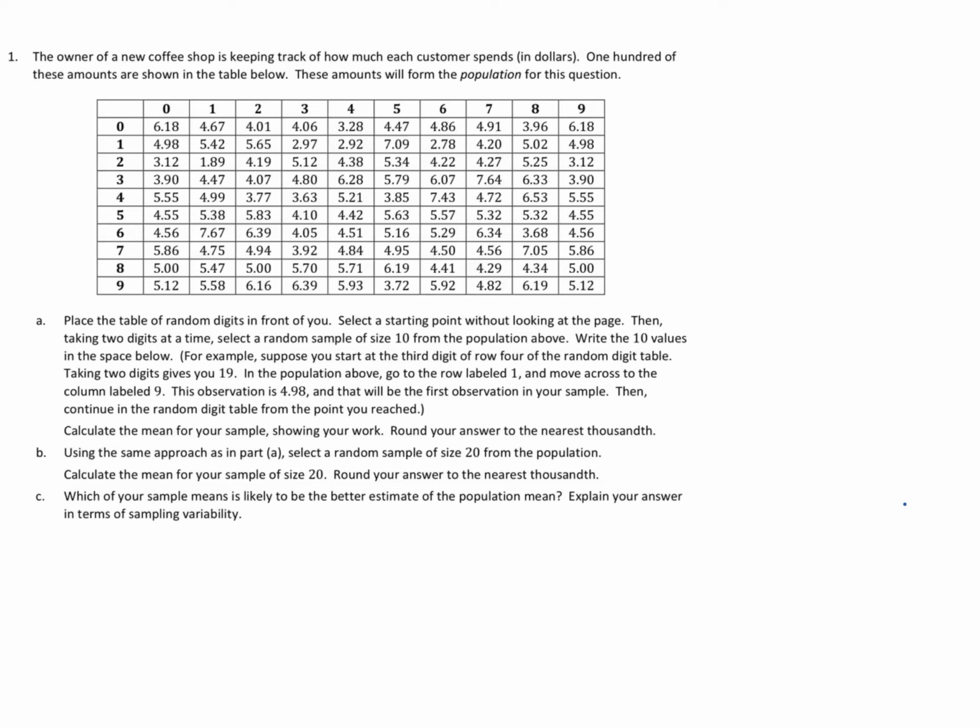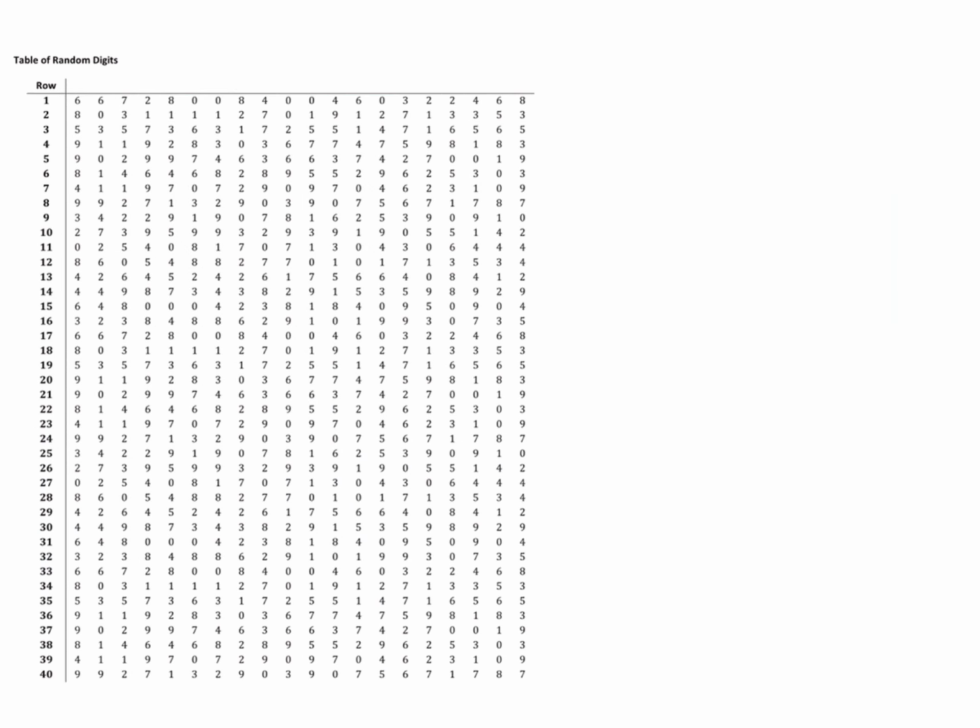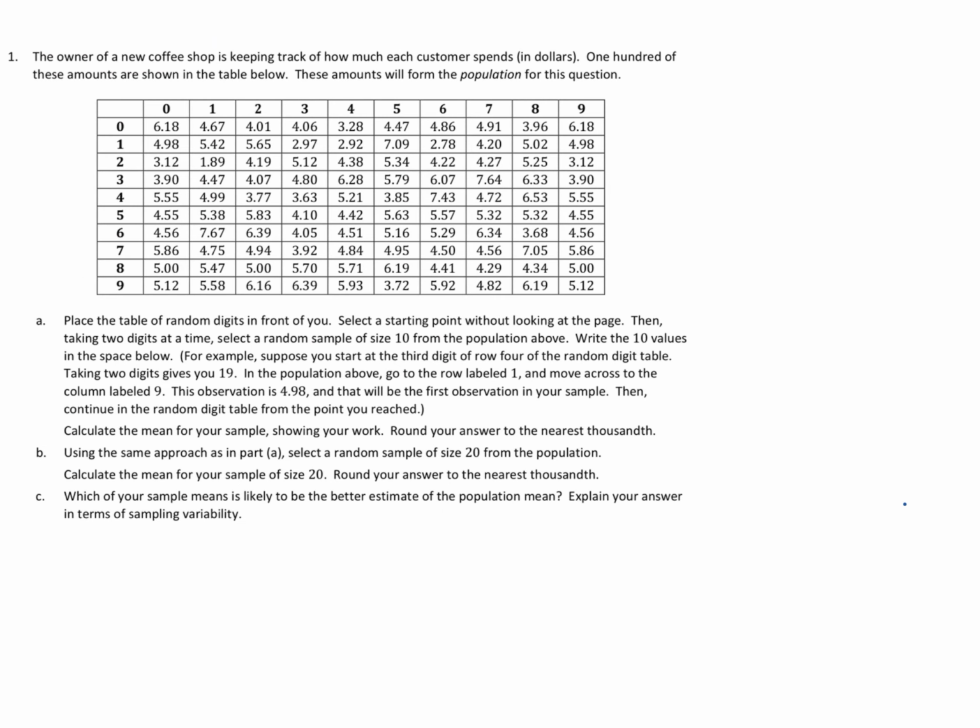For example, suppose you start at the 3rd digit on the 4th row of the random table. Taking these 2 digits gives you 19. So what they're talking about is, on this table, the 4th row and the 3rd number gives you these 2 digits. Then you would use those 2 points, 19, in the population above, which would be row 1, number 9. So you would go to row 1, number 9, which gives you 4.98. That would be the first one in your sample.